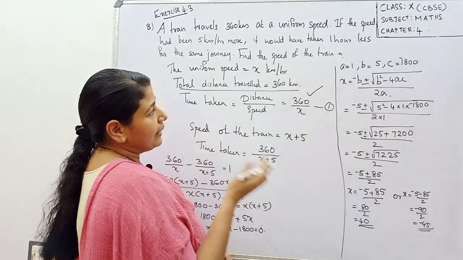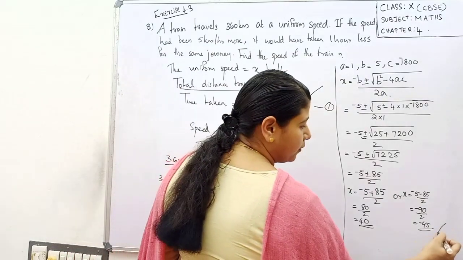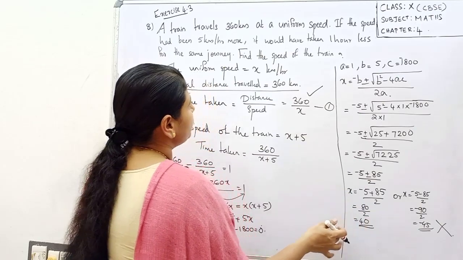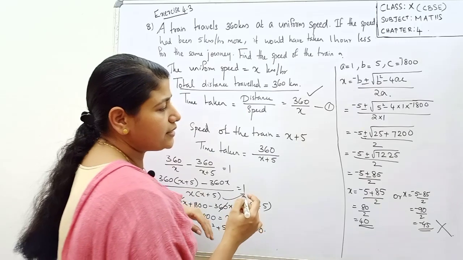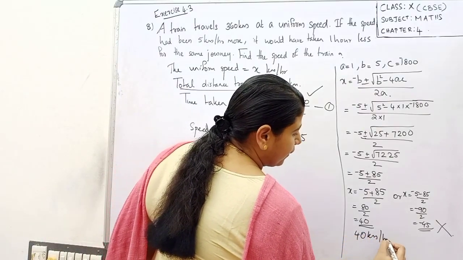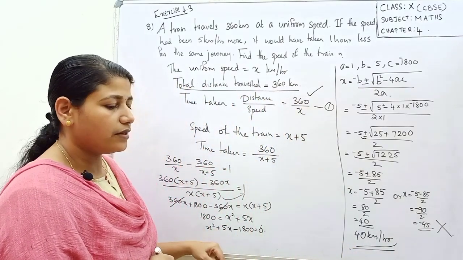Since x is the speed of the train, it will never be negative, so we cannot take this one. This is not possible. We can continue with this solution, x equal to 40. So our uniform speed of the train is x, which was 40 kilometers per hour. Speed of the train is 40 kilometers per hour.